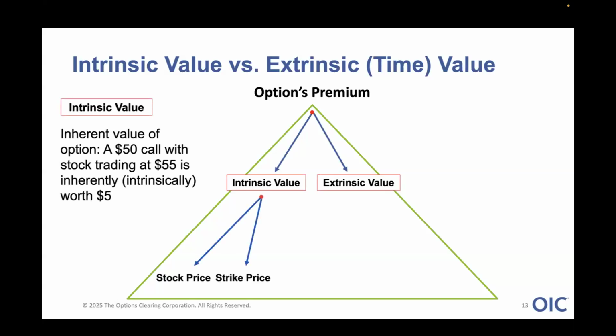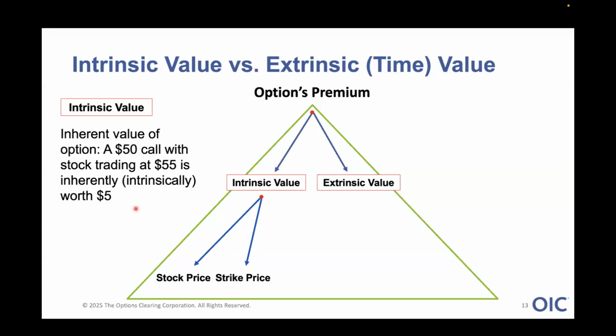Let's look at a 50 call, and the stock is trading at 55. With the stock trading at 55, a $50 call is going to have $5 of intrinsic value. It's the right to buy stock at 50, even though it's trading for 55. So this option, at a minimum, has to be trading for $5 because it's $5 in the money. So it's the stock price less the strike price.